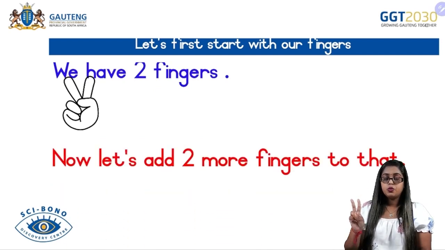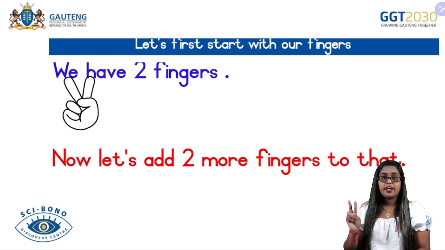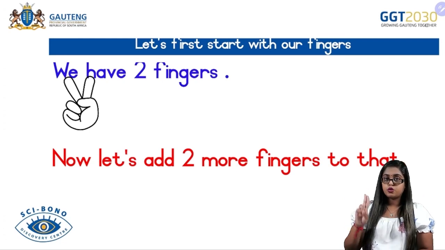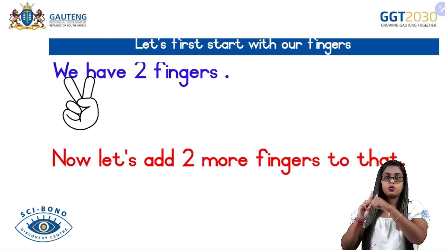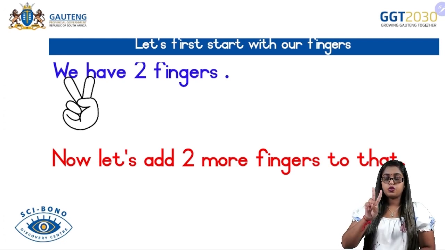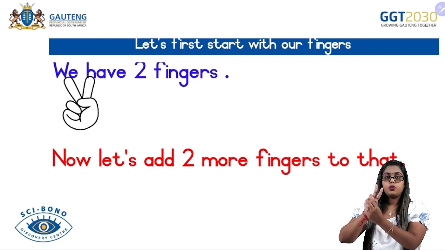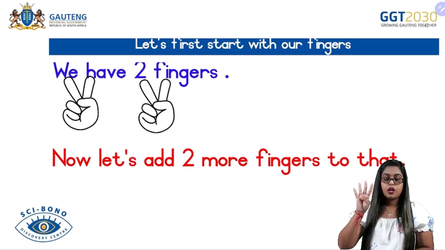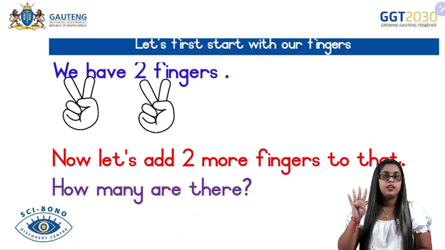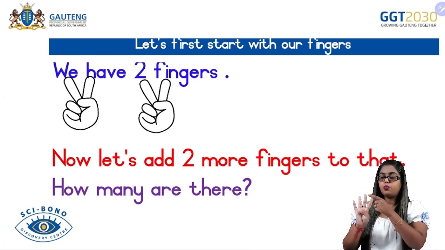So we have 2 and we're going to add another 2. So if I had to do it on the same hand, we've got 2 and let's add 2 more. 1, 2. I'm going to show it to you again. We have 2. We are adding 2 more. 1 and 2. Okay, so now that we have added 2 fingers, how many do you think there are altogether? Let's count them. 1, 2, 3, 4.